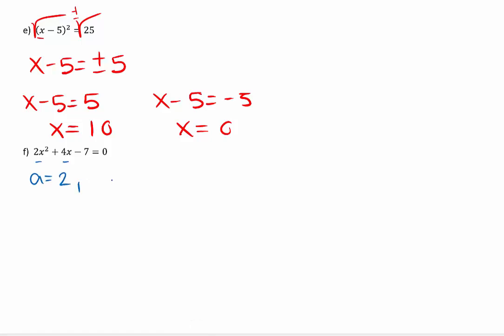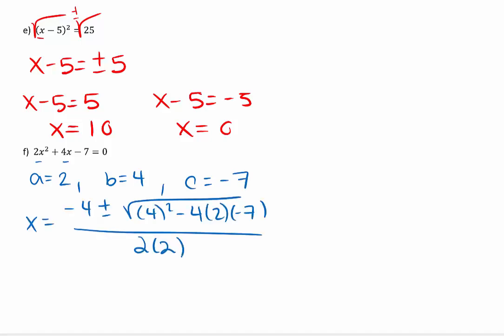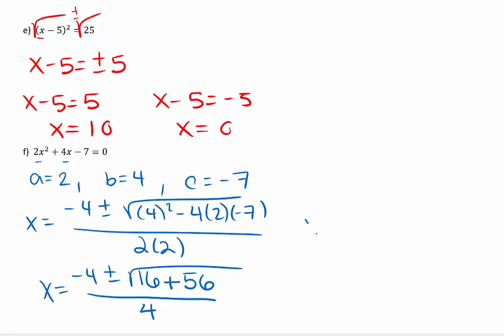So one side equals 0, that's good. My a is 2, my b is 4, the c is 7. I'm going to go ahead and plug those numbers into the quadratic formula. And then let's see, we get negative 4 plus or minus the square root of 16 minus a minus becomes a plus 4 times 2 times 7, which is 56, and then over 4. So that's negative 4 plus or minus the square root of 72 over 4.